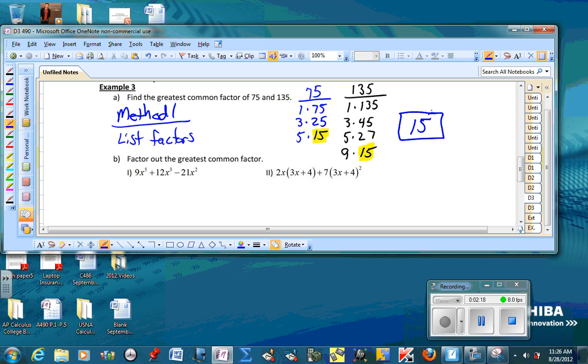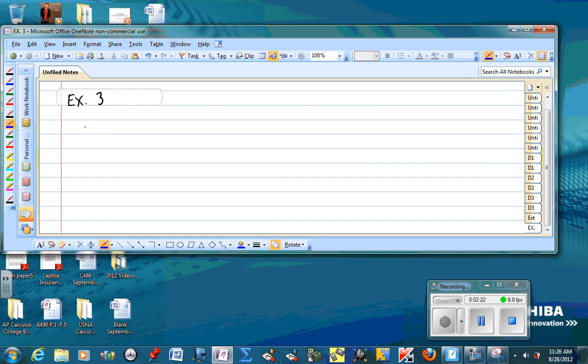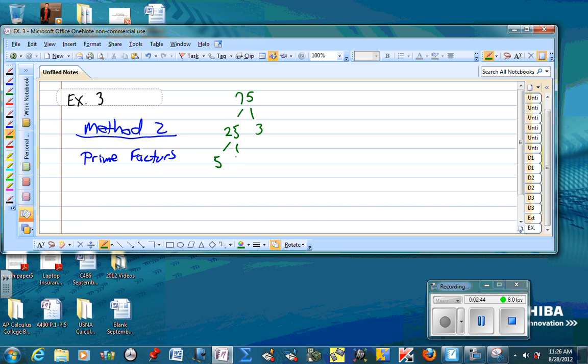Method 2 is involving factor trees and prime factorization. Let's take a look at method 2. Let's list the prime factorization of 75. So we can call this 25 times 3, 5 times 5. So here are the prime factors. We can call this 3 times 5 squared.